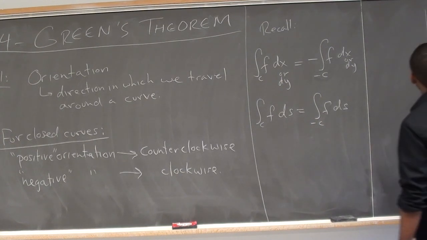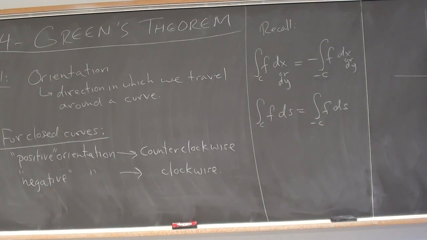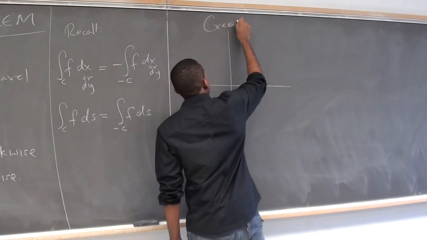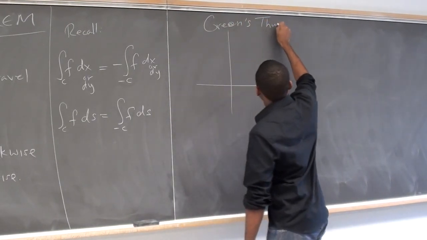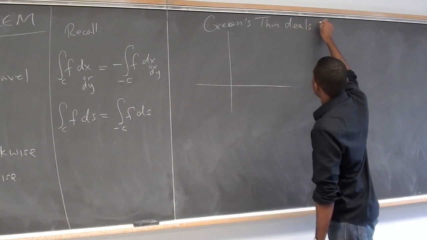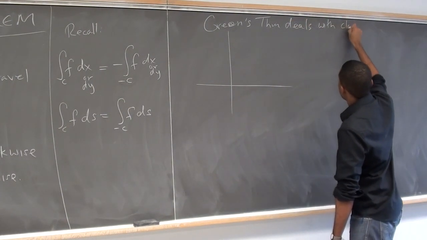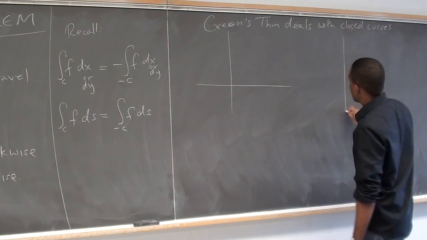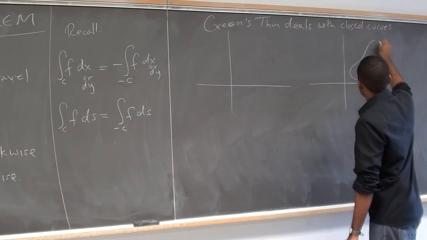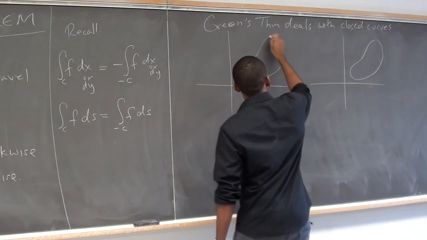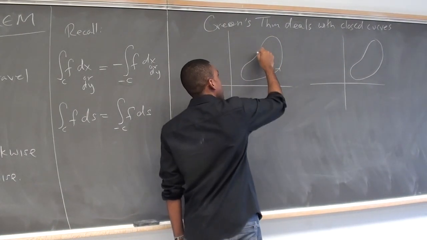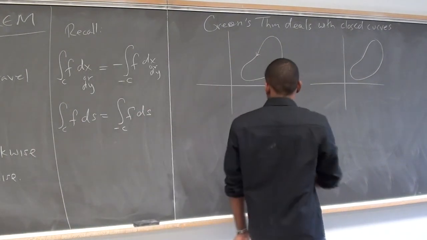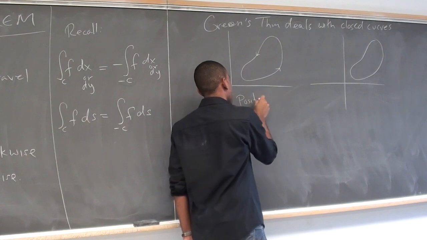So basically, Green's theorem deals with closed curves, and I'd like to draw a picture. If you know you're going around in this direction, and the problem will describe what direction you're going around in, we say this is positive orientation.